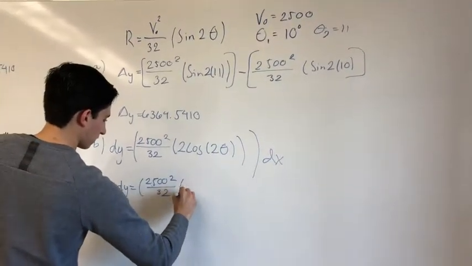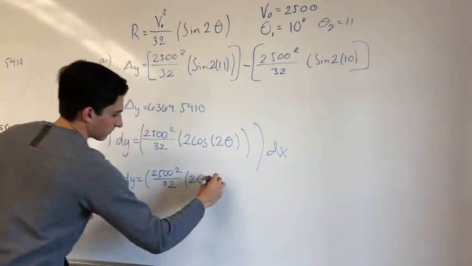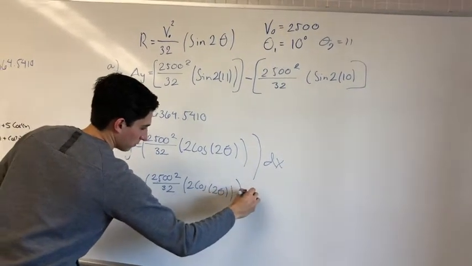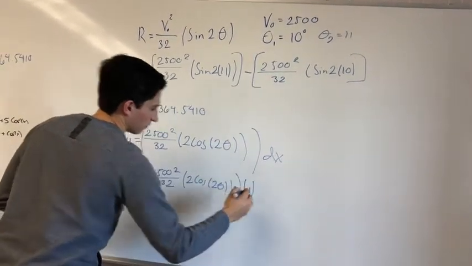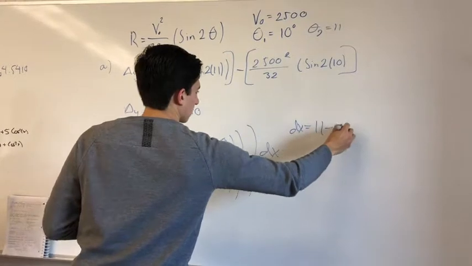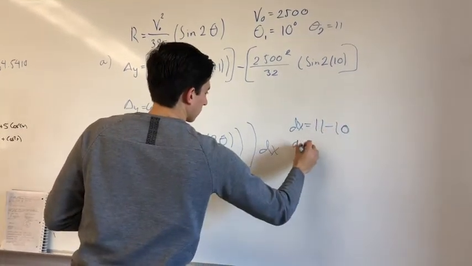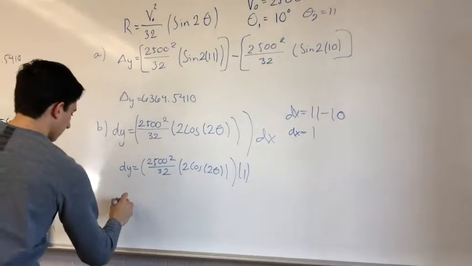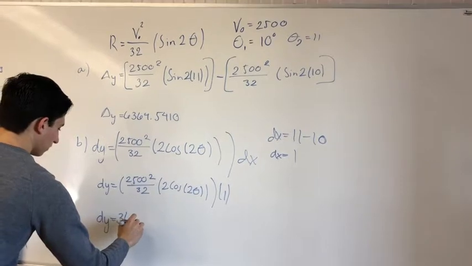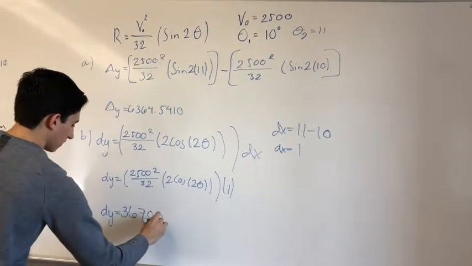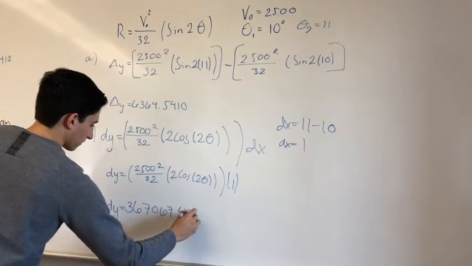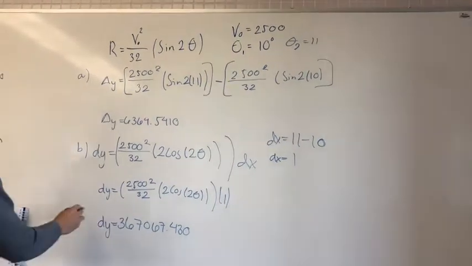And we substitute the information we already have into the equation, that is 10 in theta and 1 in dx, because 11 minus 10 equals 1, so that is our dx. So the final equation is 2,500 squared over 32 times 2 cosine of 20 times 1. You plug that in the calculator and you write the answer with its proper notation, that is dy equals 367,067.43.